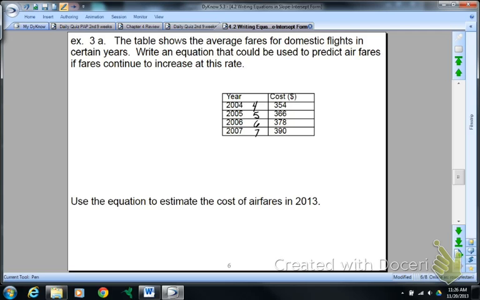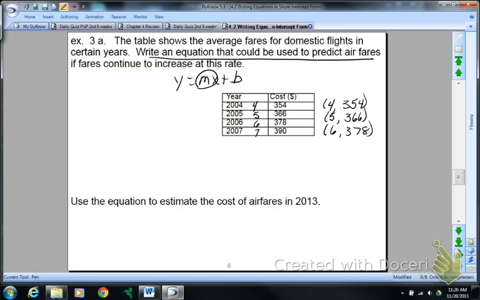So that would be the ordered pair 4, 354. The next ordered pair is 5, 366, 6, 378, and so on. So it says write an equation to predict the airfares. An equation, again, what is the slope-intercept form? Y equals mx plus b.